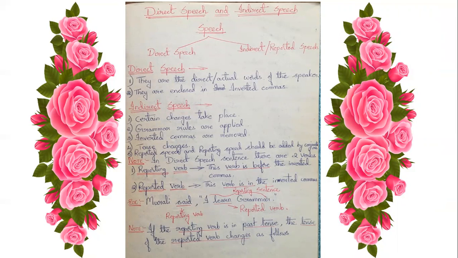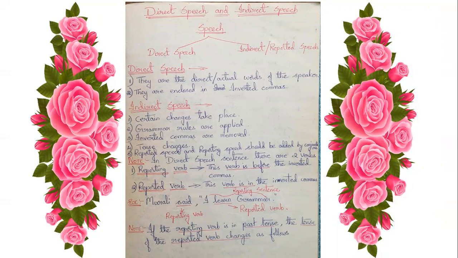Now, let us look at the verbs. In a direct speech sentence, there are two verbs. One is the reporting verb and the other is the reported verb. What is a reporting verb? This verb is before the inverted commas. So the verb before the inverted commas is the reporting verb. Then what is the reported verb? This verb is in the inverted commas. The verb in the inverted commas is the reported verb.